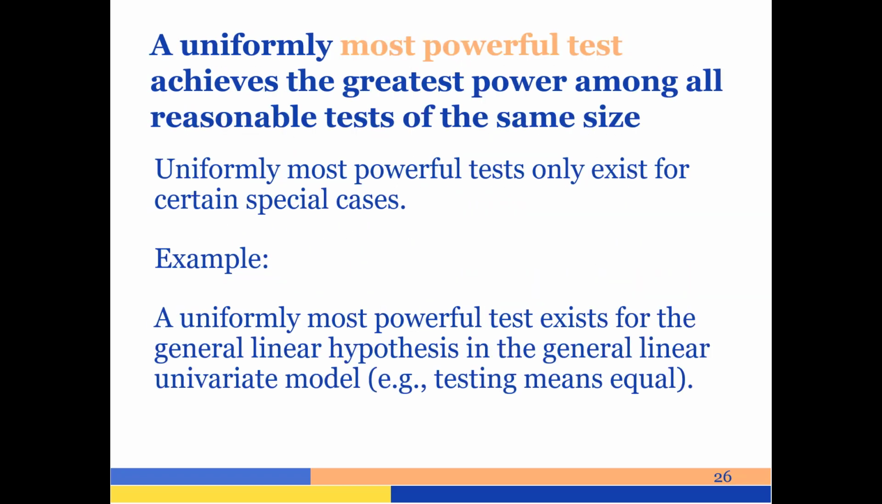A uniformly most powerful test achieves the greatest power among all reasonable tests that have the same size. By size, we mean the size of the type 1 error. These only exist for certain cases, such as the general linear hypothesis in a general linear model.